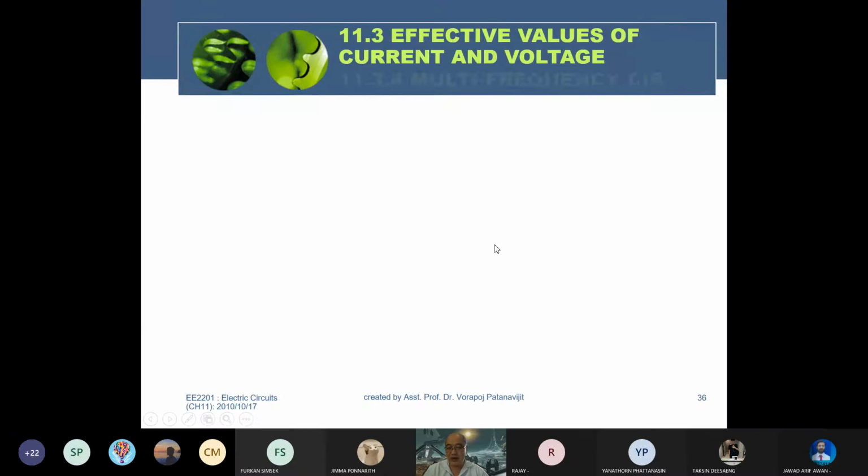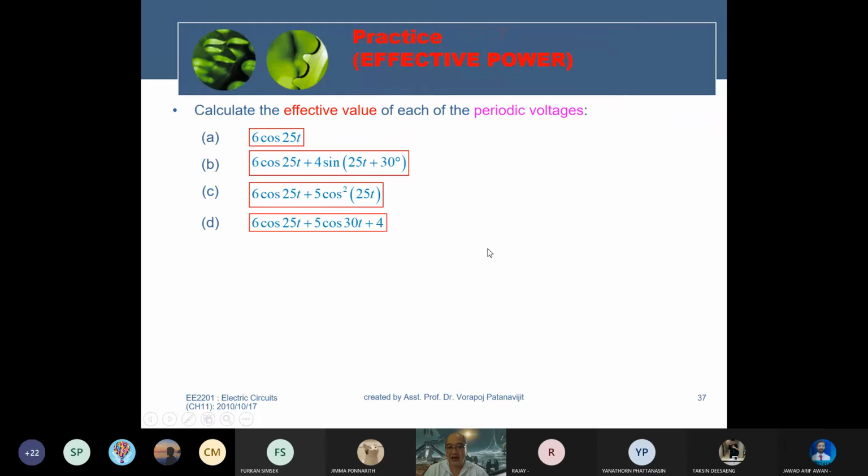Okay. Now, in order to give you more understanding, I will give you 15 minutes to compute the effective value of this value. Can you see my slide?